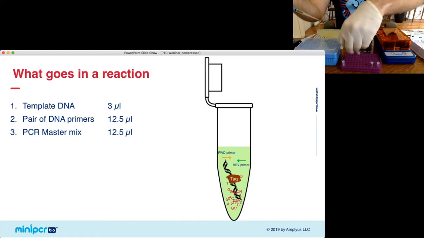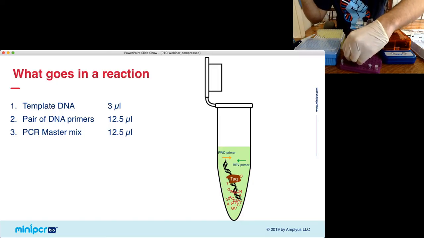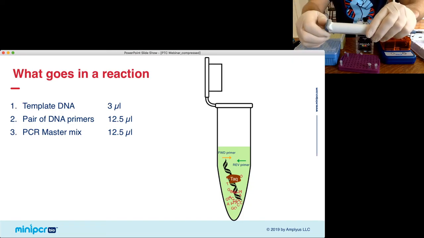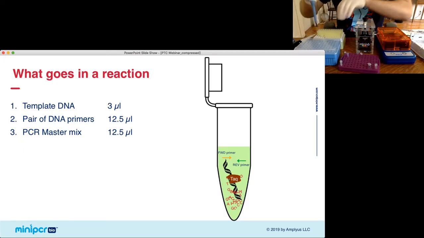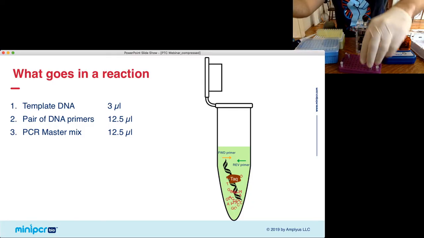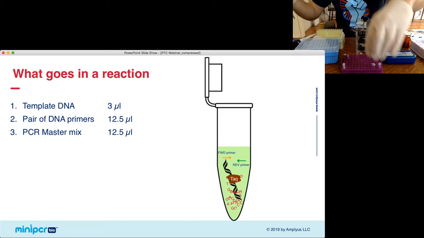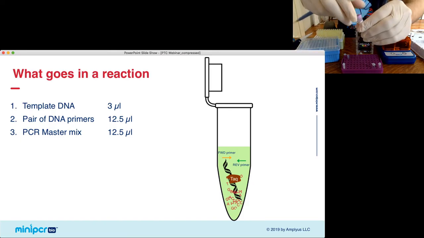And now I'm done with that DNA. I'm not going to use it anymore. I'm going to put it all the way in the bottom of the tube and get rid of my tip. Then it calls for 12.5 of master mix. This is the green master mix. And then finally, it asks for 12.5 of the PTC Lab primers.